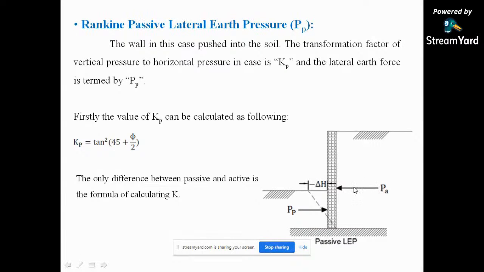The wall in this case is pushed into the soil. The transformation factor of the vertical pressure to horizontal pressure in this case is Kp, and the lateral earth force is termed Pp.